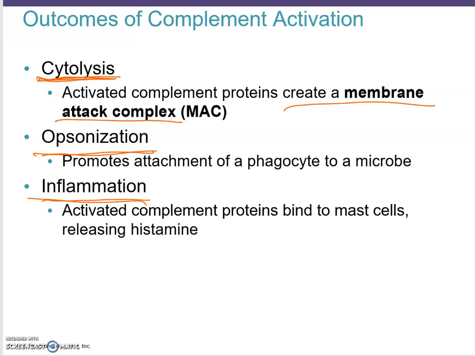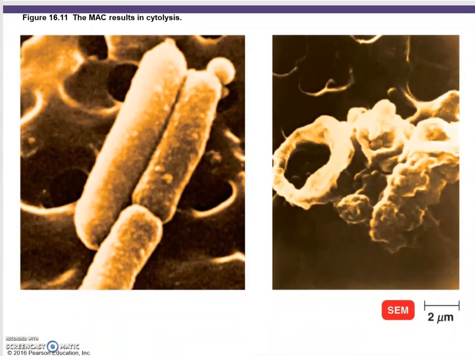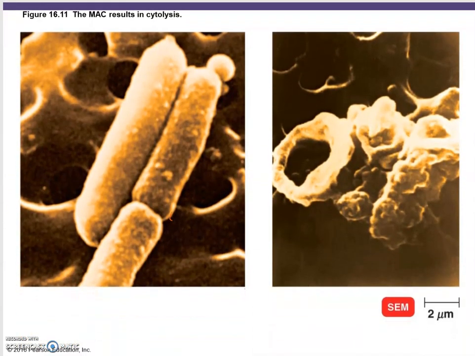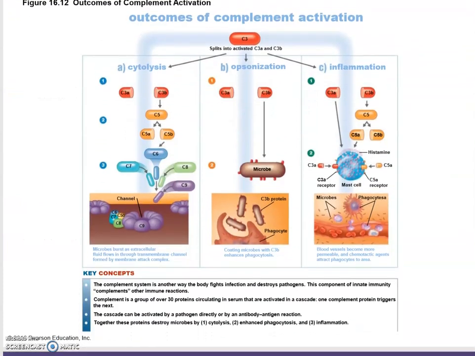So the three outcomes of complement activation include cytolysis, opsonization, and inflammation. Now let's take a look at what that might look like for a microbe when there is a membrane attack complex that was drilled into its surface. So here will be a normal cell, a normal bacterium, a nice rod-shaped bacterium, and here you have bacteria that are having their contents leaked out, they're completely destroyed. So that will be the result of complement activation, that MAC complex.